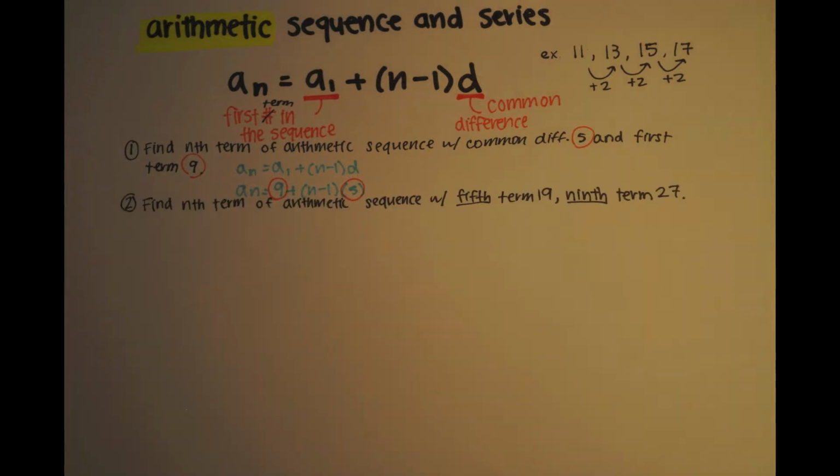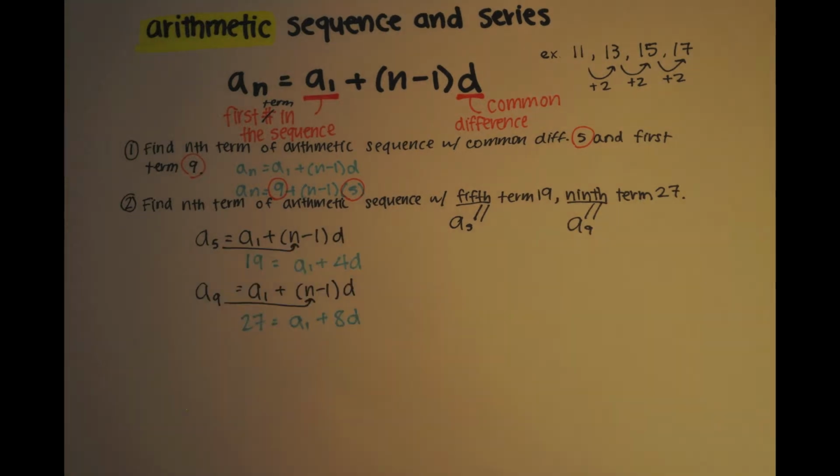Next, find the nth term of the arithmetic sequence with fifth term 19 and ninth term 27. Basically, you plug in a sub 5 and a sub 9 and substitute those with actual numbers. You then get a system, and from there, it should be easy.